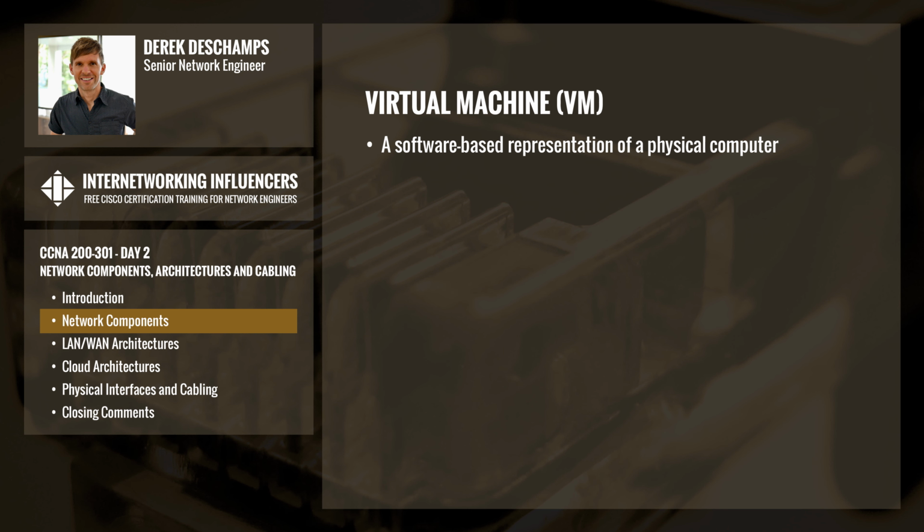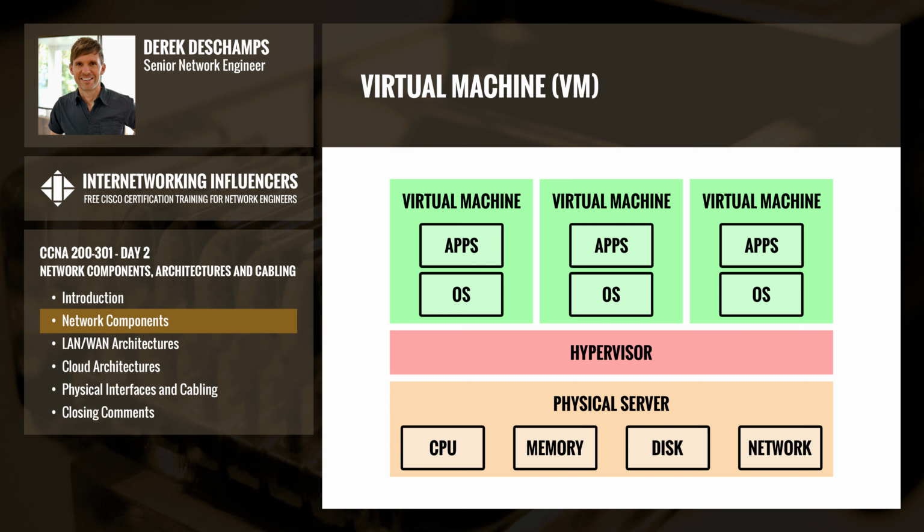A virtual machine, or VM, is a software-based representation of a physical computer. Multiple virtual machines can be created on a single physical server. Each virtual machine has its own operating system and applications, and functions as a separate server. The virtual machines are created and managed by a process known as the hypervisor. The hypervisor is responsible for isolating the virtual machines from the physical server, and allocates each virtual machine a portion of the physical server's CPU, memory, disk space, and network bandwidth.